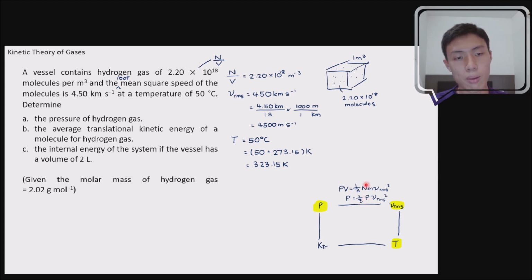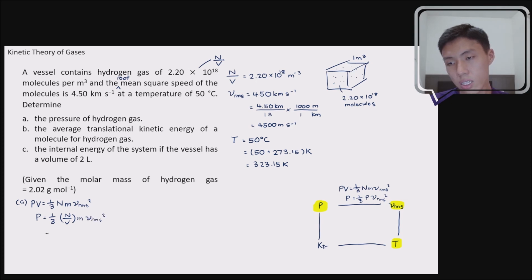What you have is the number of molecules per unit volume. You need to bring the volume to the right hand side. So we are going to pick the top equation here for question A. For question A, PV is equal to 1/3 times the number of molecules, times the mass of one molecule, times VRMS squared. So bring the volume to the other side. You have 1/3 times the number of molecules per unit volume, times mass, times VRMS squared.